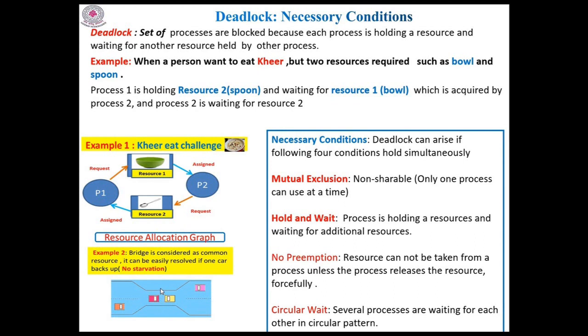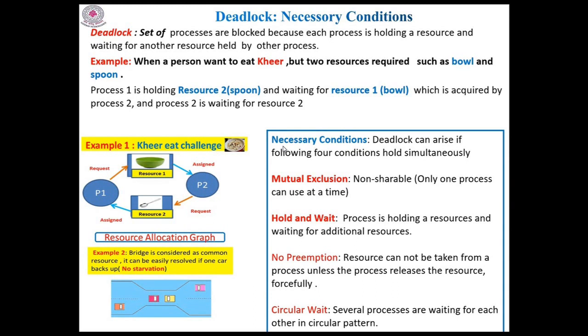So how to overcome this problem? By applying a back up method: if either one car backs up, then the problem will be solved. Then there will not be starvation. Why will there not be starvation? You see, back this car or back that car. How many cars are here? Because there are very few cars available here, back this one and back that one, so no starvation. If more cars are there, then there will be a possibility of starvation. This is what mutual exclusion is.